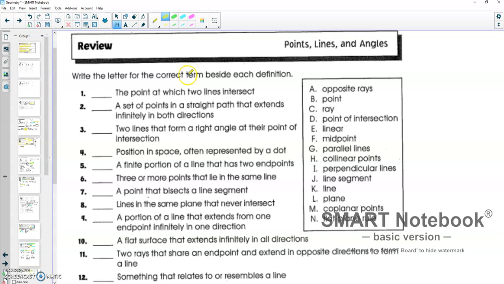Write the letter for the correct term beside each definition. The point at which two lines intersect. Okay, what does that mean? What are two lines that intersect? I want you to go through these definitions and write the correct letter. Okay, if you don't remember these, just look back. You have the notes, it's all on the top of the pages.